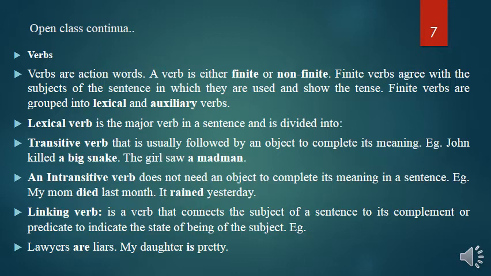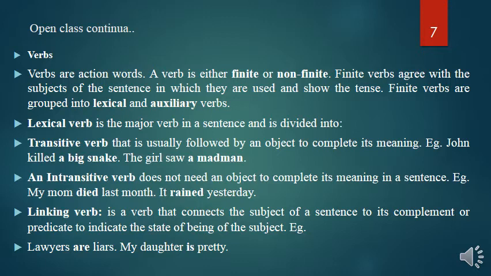And let me explain this. You know, these lexical verbs are the major verbs in a sentence. For example, when we say cook, write is a major verb in a sentence. And also in this, the example given in here, for example, John killed a big snake. Killed is the lexical verb, and it is called transitive verb because it has an object, that is a big snake.